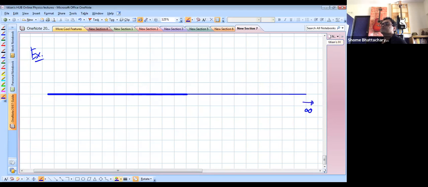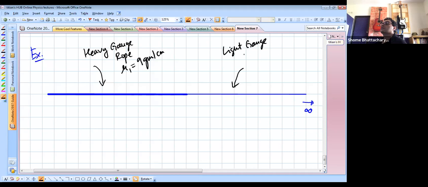So this is a comparatively heavy gauge rope, and it has mu1 of, let us say, 9 gram per centimeter, and this is a comparatively light gauge string which has linear mass density of, let's say, 4 gram per centimeter, and this is the junction where they are knotted together, tied together.